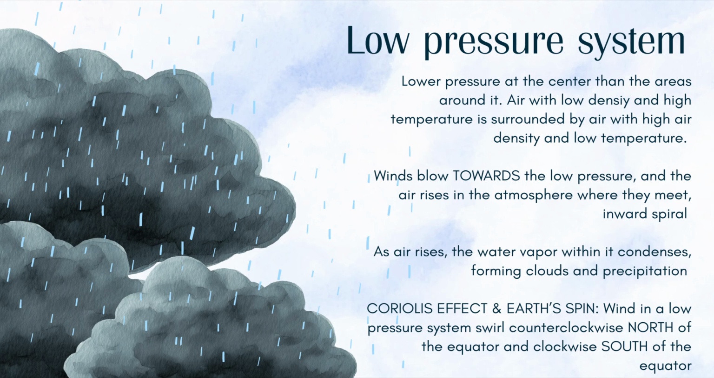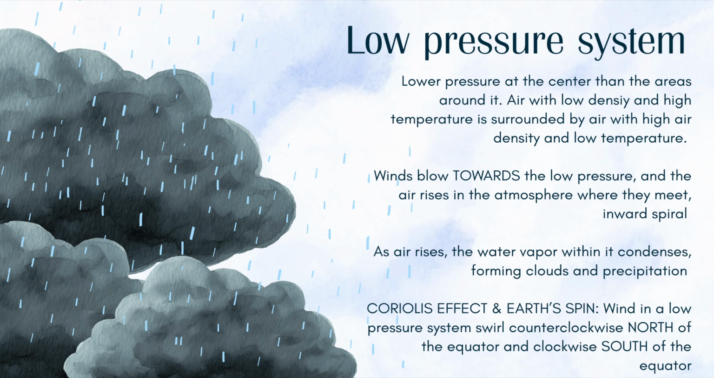On the other hand, in a low pressure system, there's lower pressure at the center than the areas around it, because air with low density and high temperature is surrounded by air with high air density and low temperature. So in this system, winds blow towards the low pressure and the air rises in the atmosphere where they meet, and this results in an inward spiral. As air rises, the water vapor within it condenses, and this forms clouds and precipitation, which is the visible water vapor, as we saw in the experiment of making a cloud in a bottle in class.